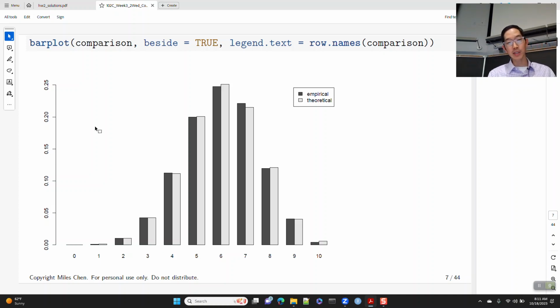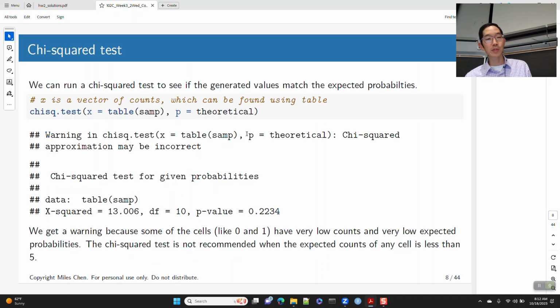So here I just created, using base graphics, a bar plot showing the empirical in dark gray and the theoretic in light gray. I guess on the projector it looks black and white. And you can see most of these things are very close. There's a slight difference here and here, small difference there. And the question is, are these differences statistically significant? So one thing we can do is we can do the chi-squared test, right?